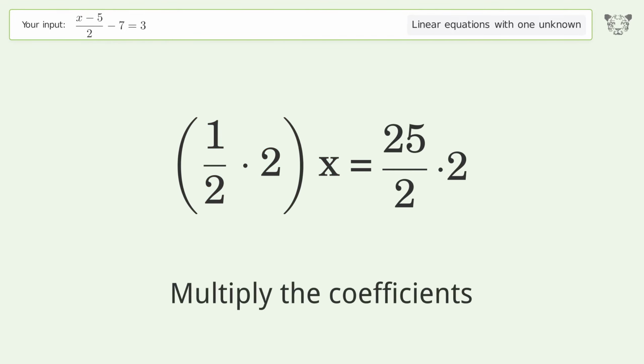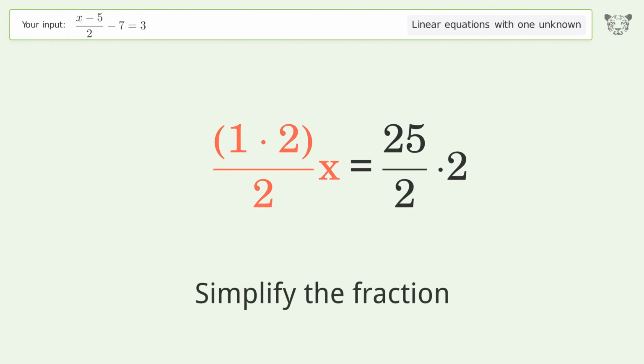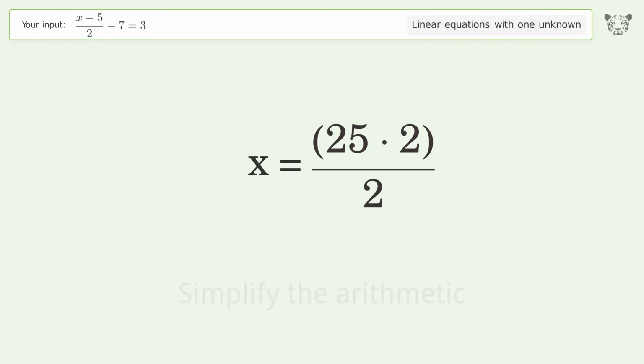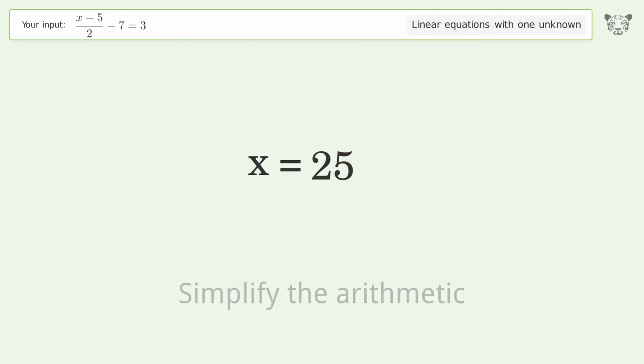Multiply the coefficients. Simplify the fraction. Multiply the fractions. Simplify the arithmetic. And so the final result is x equals 25.